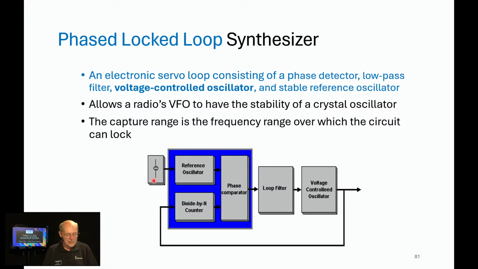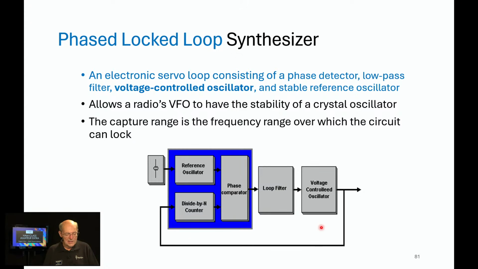So what happens is that the output from the oscillator that is otherwise free running would be compared to the reference frequency of something that was crystal based, very stable, and that would go into a phase comparator. The output of that phase comparator would go through a filter and then back to the voltage controlled oscillator. So what's happening here is we're going to lock this oscillator onto a reference signal that is crystal based. So it allows a radio's VFO, variable frequency oscillator, to have the stability of a crystal oscillator.